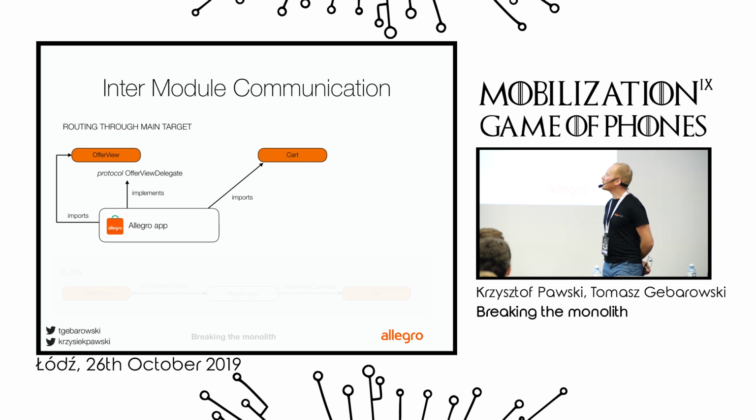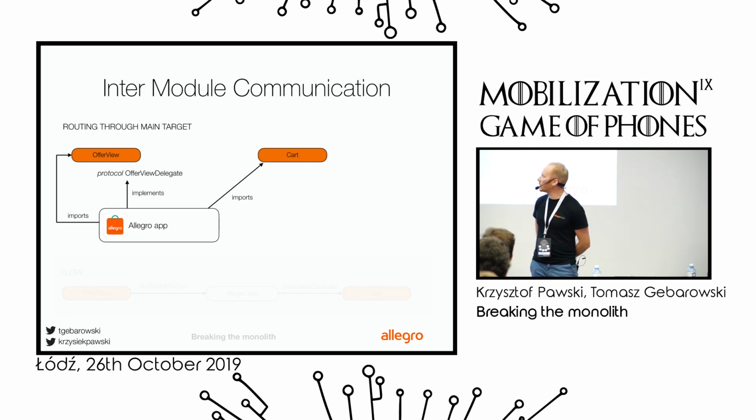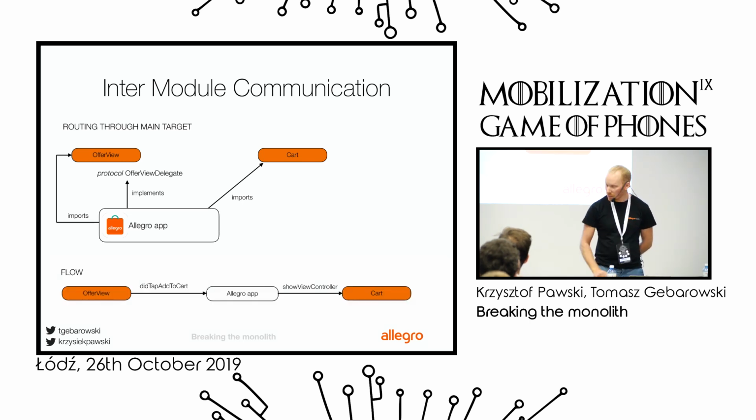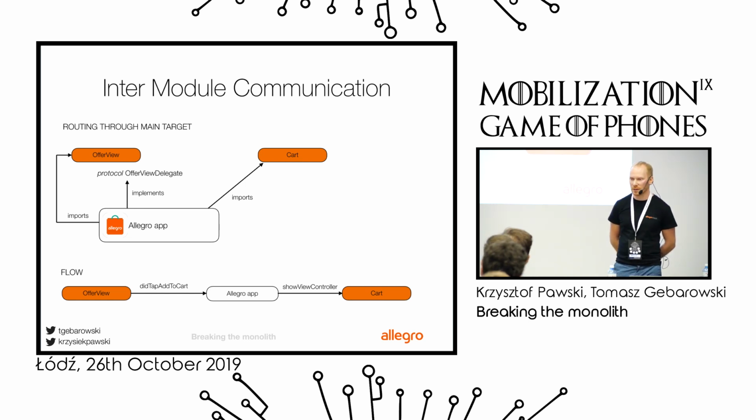In terms of intermodule communication, we chose routing through the main target. And it looks like this: for example, offer view exposes an offer view delegate, and this delegate is implemented in the Allegro app because there we have information about all modules, so we can easily implement logic for a given request. And the flow looks like this. When a user taps a button on offer view, let's say add to cart, then offer view calls the function did tap add to cart on its delegate, and in the Allegro app we can implement this logic that cart should show view controller.